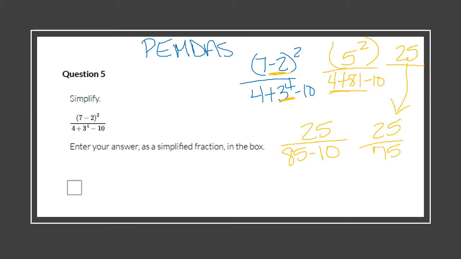And I need to simplify that. So I can divide both the top and the bottom by 25. Remember, it's always the same number. 25 divided by 25 is 1. 75 divided by 25 is 3. So our answer to that big, ugly math problem is 1/3.